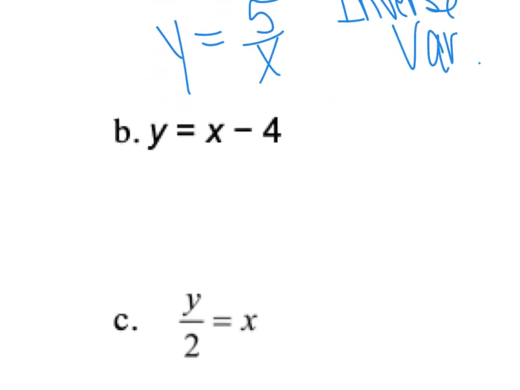Okay, this next one, letter B, y equals x minus 4. That's definitely linear, no doubt about it. If we graph that, it would make a line. However, it is not direct variation because we have this minus 4, which tells us it does not go through the origin at 0, 0. So this one would actually be neither.